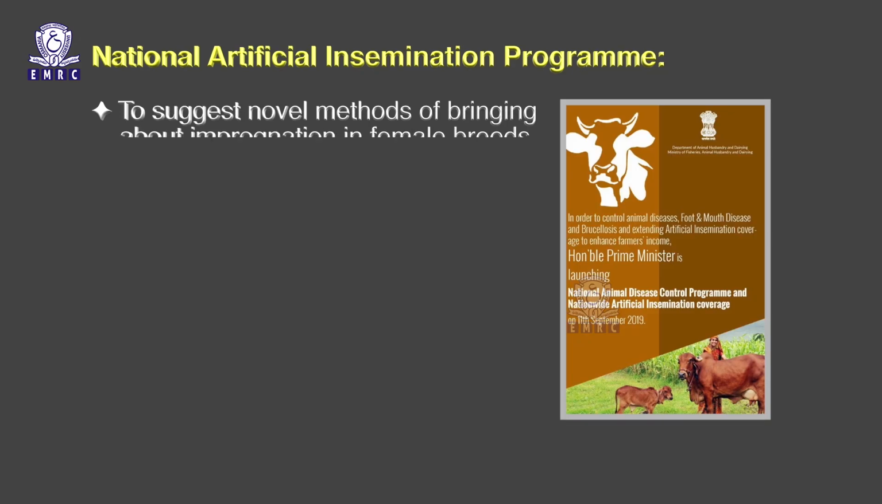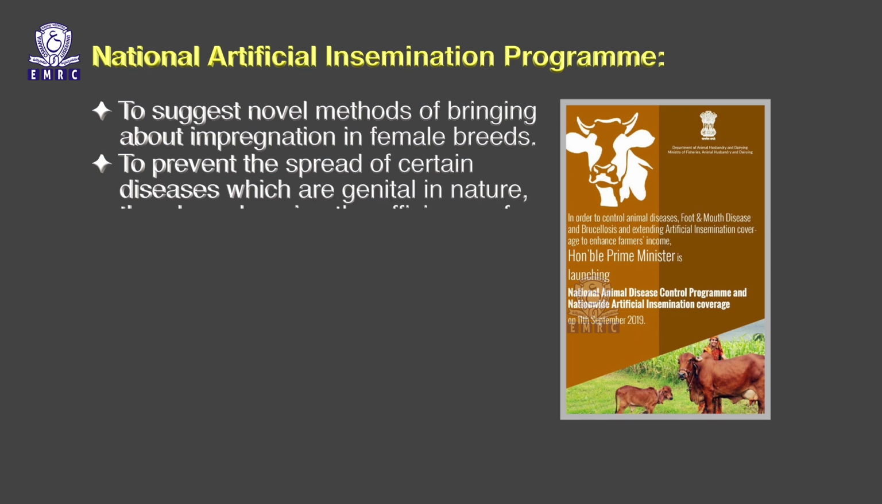National Artificial Insemination Program. This program is to suggest novel methods of bringing about impregnation in the female breeds. This is to prevent the spread of certain diseases which are genital in nature, thereby enhancing the efficiency of the breed.